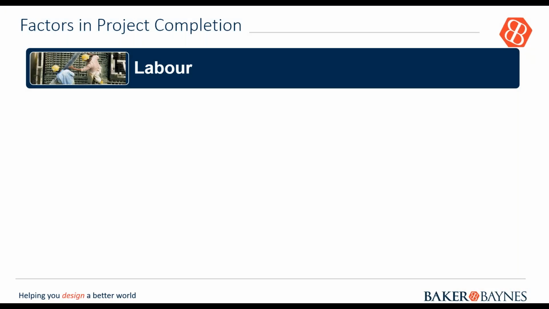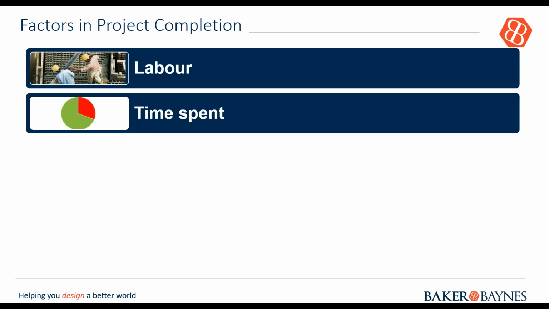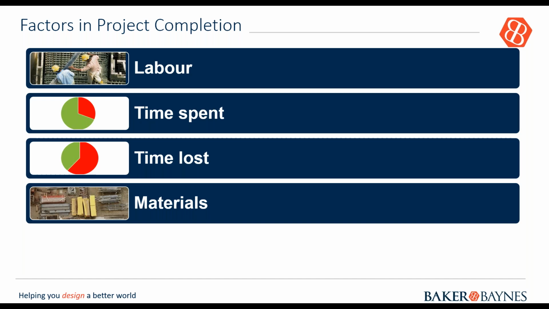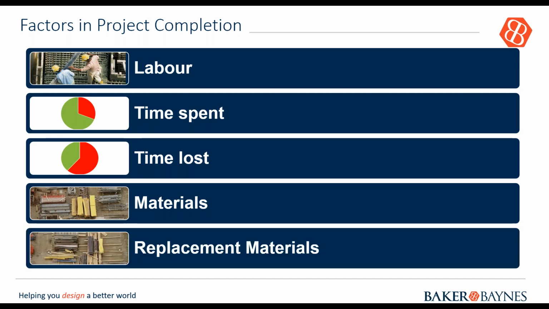Okay, so factors in project completion. One would be labor. How fast can we do the work? The time spent on these items, and time lost for various reasons. There might be strikes on site, whatever it might be. Time lost would also be due to clashes on site. So if you don't figure out these issues before you get to site, then you obviously have a loss in time. Then materials: how long they take to be delivered, or what the time lapse is for materials to get to site, and replacement of materials required on site for the problems encountered.